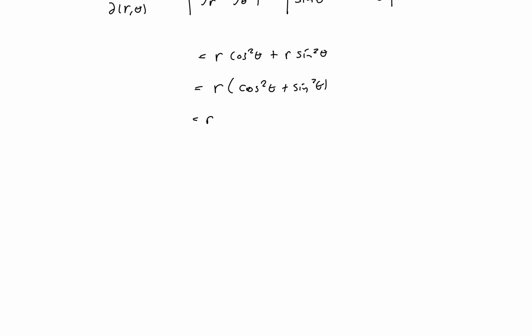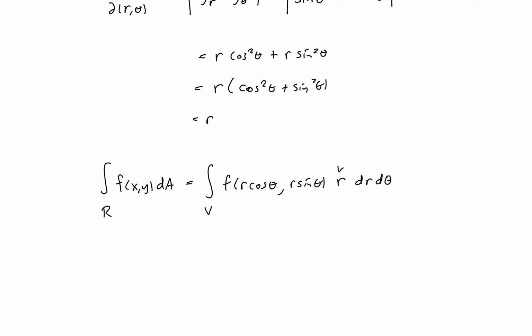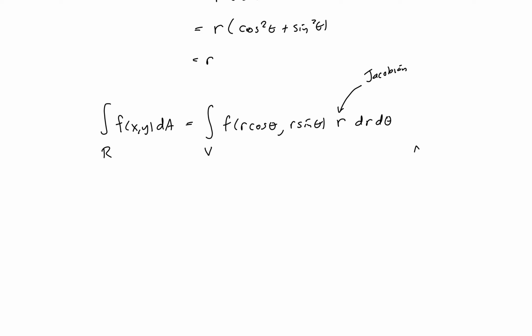So when we make that transformation, what we're getting is that the integral over R of f of x, y dA is the integral over the region V of f of r cosine theta, r sine theta, and then we get that Jacobian, which is r, and then dr d theta. So this is the Jacobian. So that shows you where that r is actually coming from. It's that Jacobian.